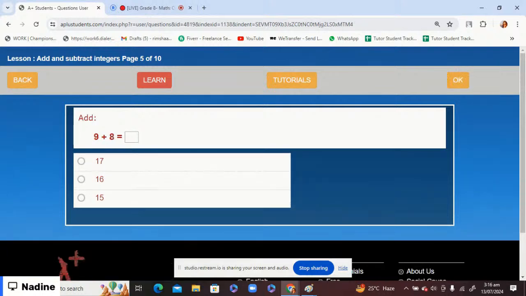9 plus 8, there is basically no negative sign. Simply add up. What's the answer? 17.